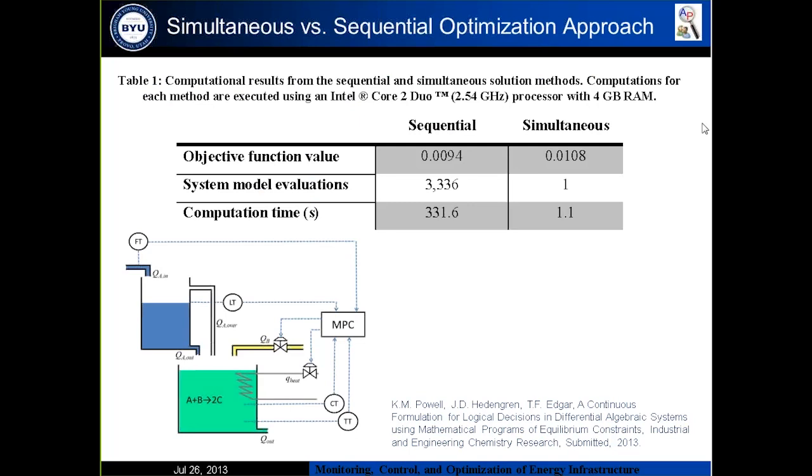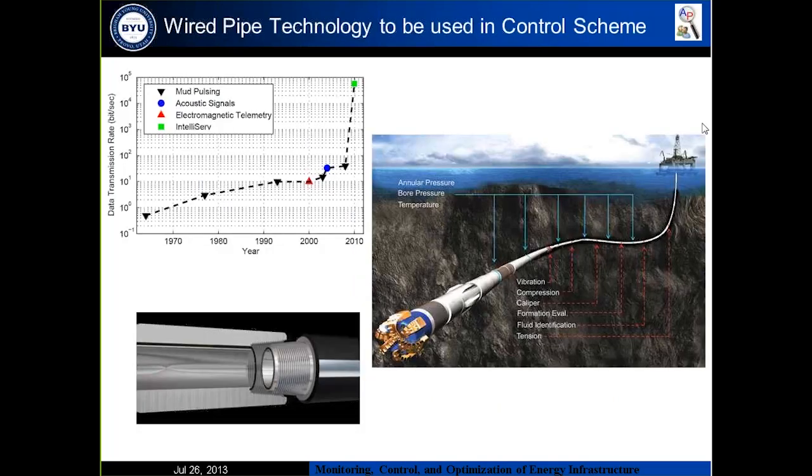And also, I will be using the simultaneous approach in our software APMonitor, and here this is just a result where they have implemented it on a system, and here you see that the simultaneous approach has much less computational time than the sequential one. So again, in this project, we will be using wired pipe technology.